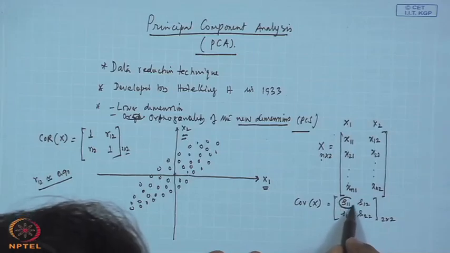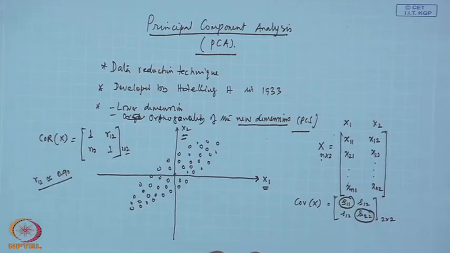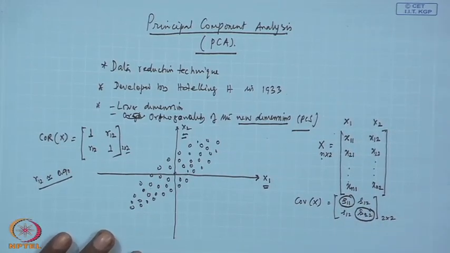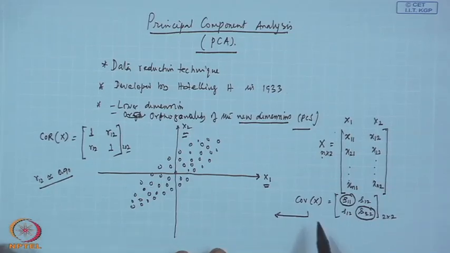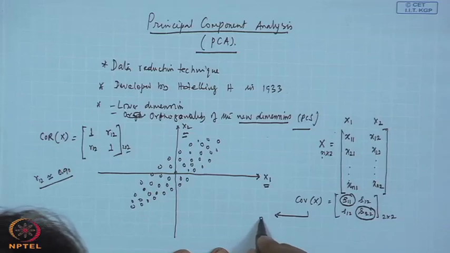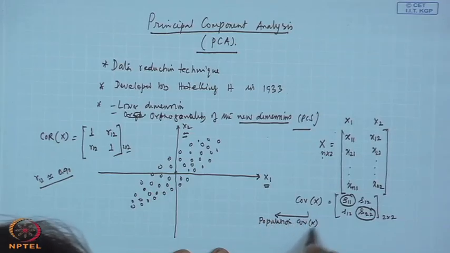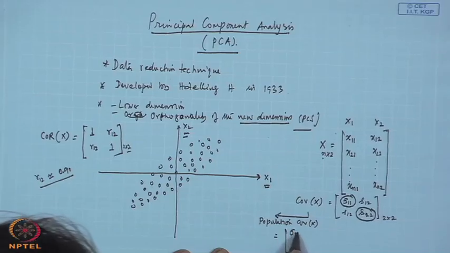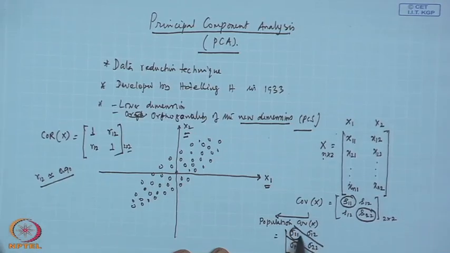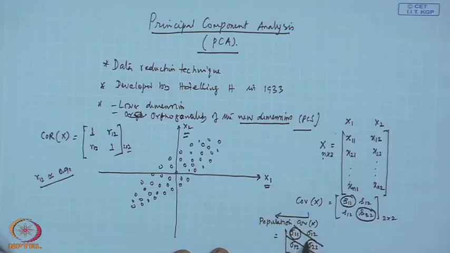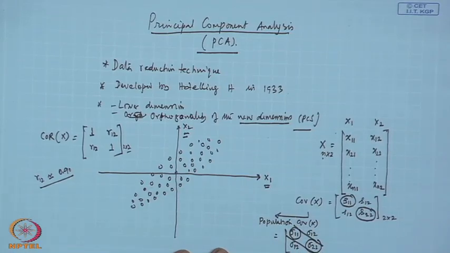Second issue here: if I want to see the variability of x1 and variability of x2, then these are S11 and S22. This is the variance component. If we go for the population covariance, this will become sigma 11, sigma 12, sigma 12, sigma 22. The population variance component for x1 is sigma 11, and for x2 is sigma 22.